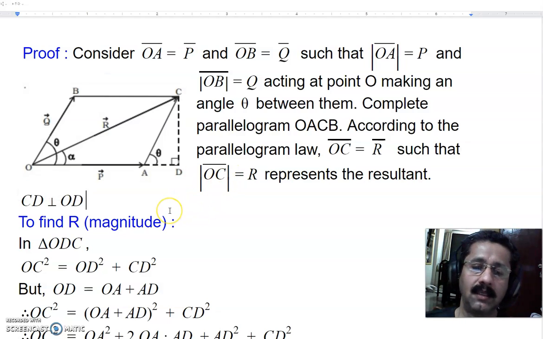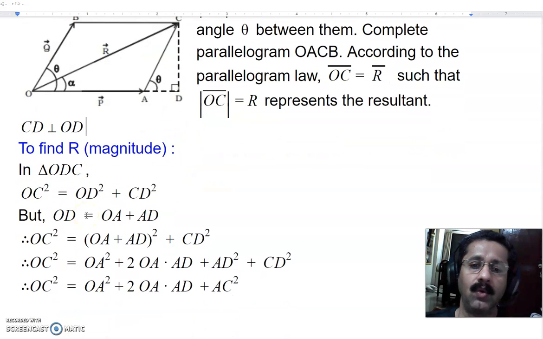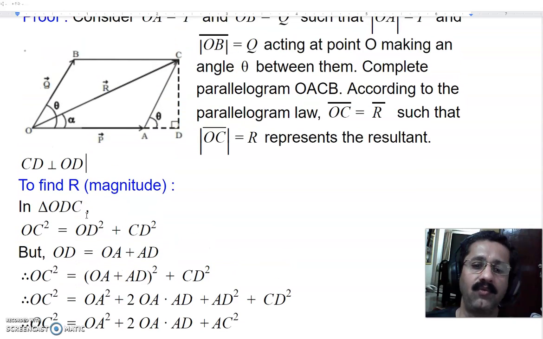What I now want to do is find the value of R in terms of the things known to me: the value of P, the value of Q and the value of theta. These three are known, and I have to find the magnitude of R. To do that, I have made a little more geometrical construction. I have drawn CD perpendicular to the extended part of vector OA, such that CD is perpendicular to OD.